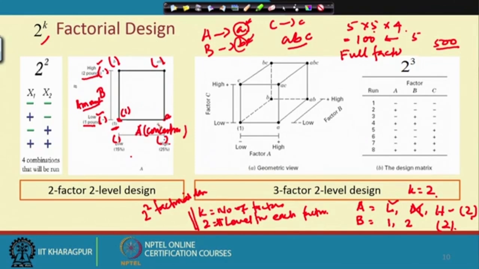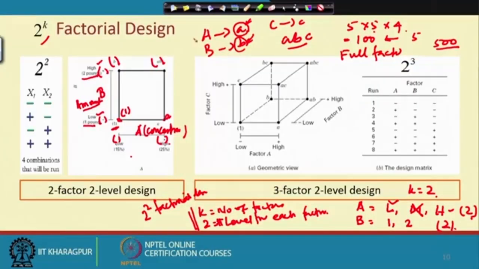In 2 to the power k factorial design, please keep in mind that we have k number of controllable factors, and each of the factors is set to 2 levels: low, high, or minus, plus, or minus 1, plus 1. Sometimes we will use coded variables minus 1, plus 1, which we will discuss when we go for detailed analysis of 2 to the power k factorial design.